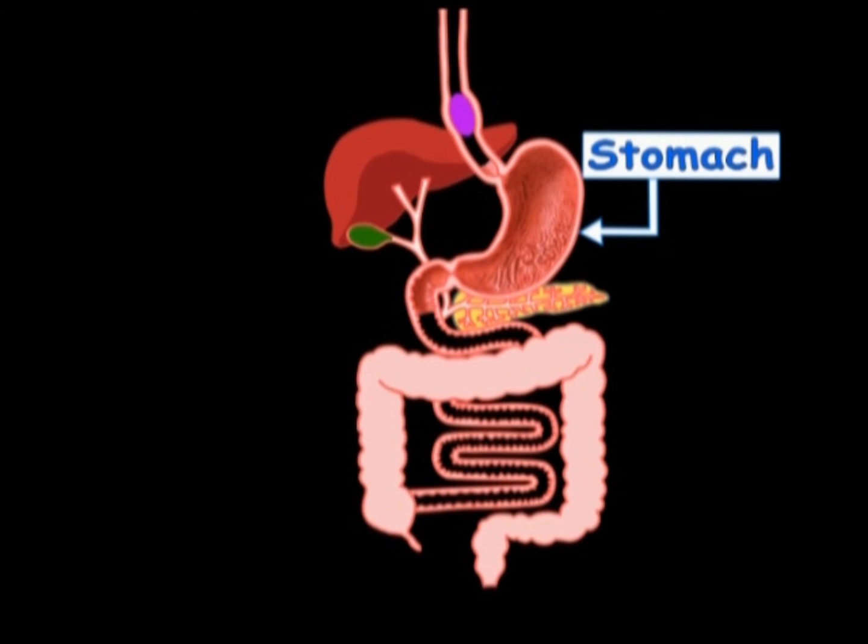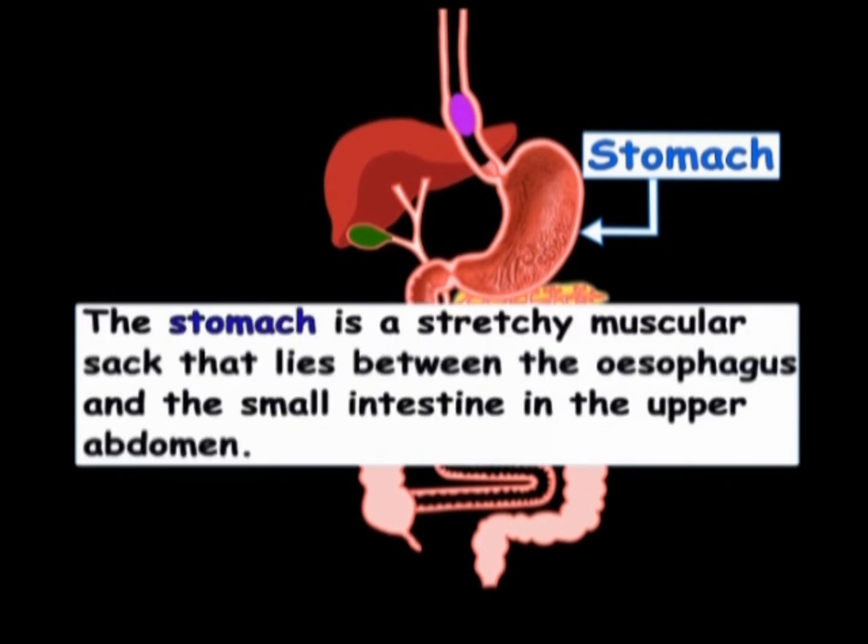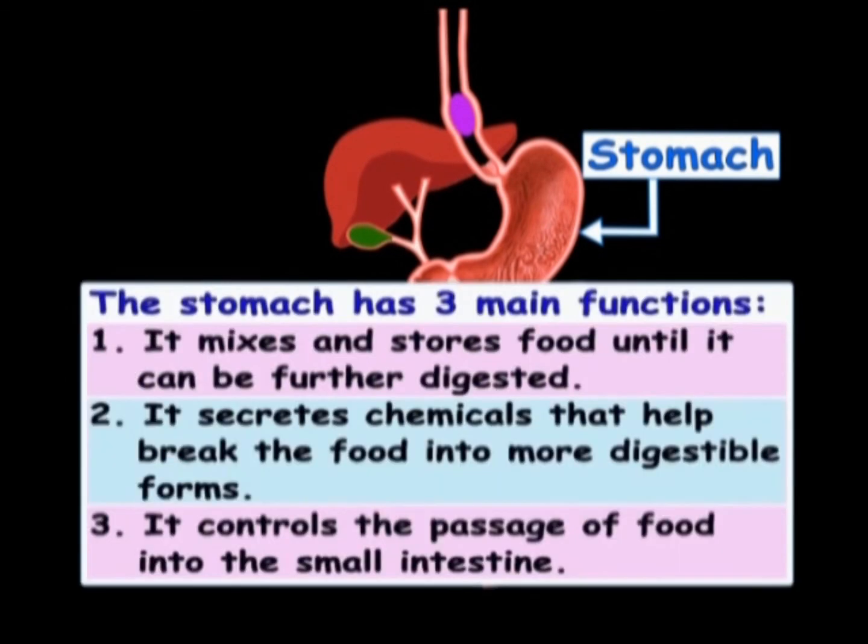Now, let us look at the stomach. The stomach is a stretchy muscular sac that lies between the esophagus and the small intestine in the upper abdomen. The stomach has three main functions. Function 1, it mixes and stores food until it can be further digested. Function 2, it secretes chemicals that help break the food into more digestible forms. Function 3, it controls the passage of food into the small intestine.